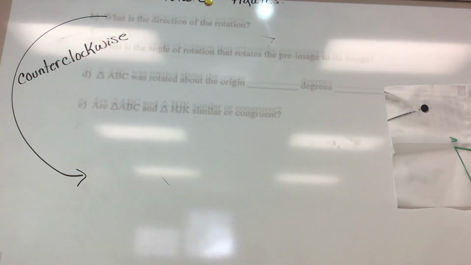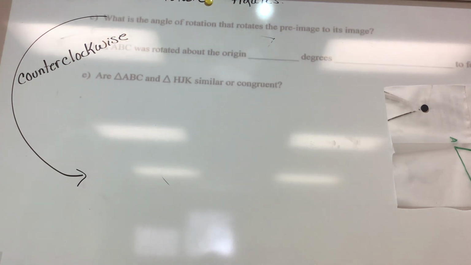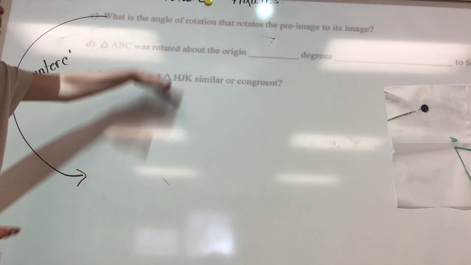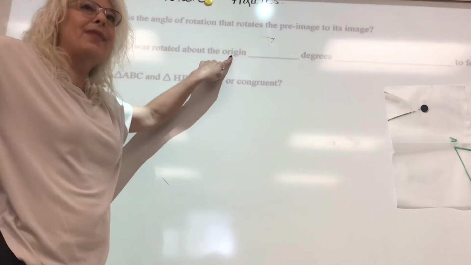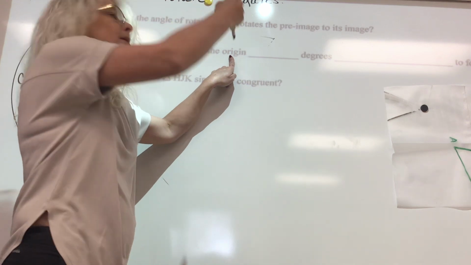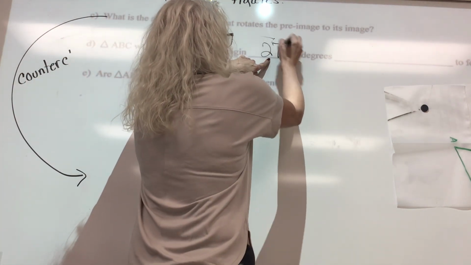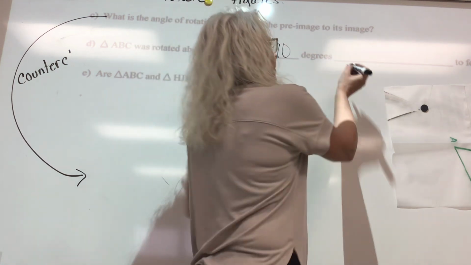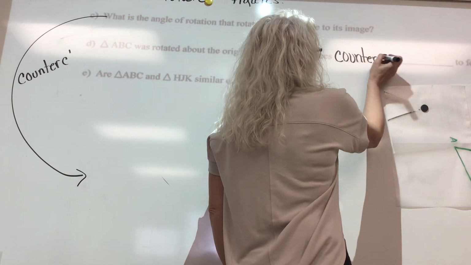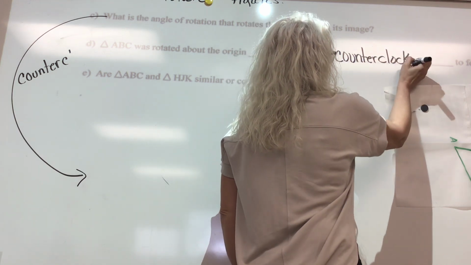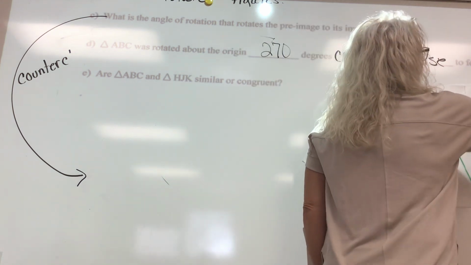Some of you, when I asked you what the image of B was, had a lot of issues with that. Everybody look at problem D. It says triangle ABC was rotated about the origin. That's where I put my finger, right? How many degrees? 270 degrees. Which direction? Counterclockwise. To form triangle HJK.